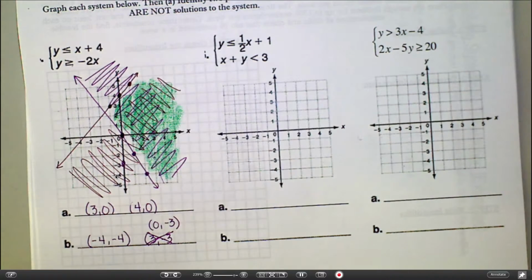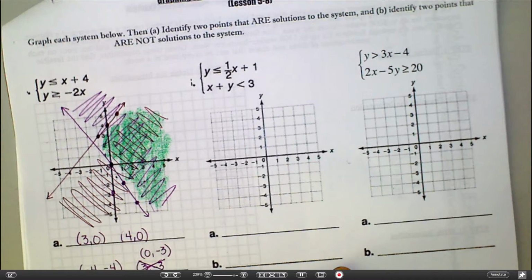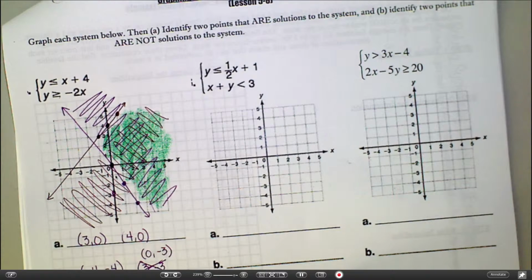Okay. So I'm just asking you to pick points that are a solution or are not a solution. Okay? Next one. Y is less than or equal to 1/2 x plus 1.